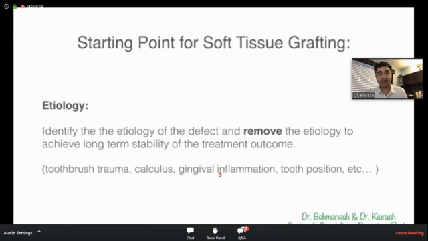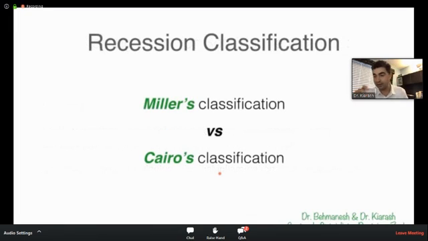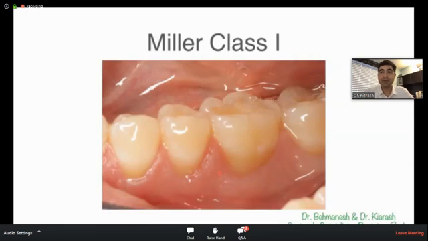So now let's look at these classifications that we were talking about: the Miller classification versus the Chiaro classification. I'm going to start off with the Miller because everyone's accustomed to the Miller. We're going to do a quick review, and then I'm going to correlate how it changes with the Chiaro classification. So the Miller classification, as everyone knows, is when the recession does not reach the mucogingival junction.